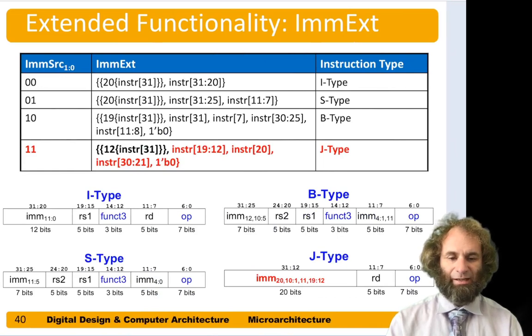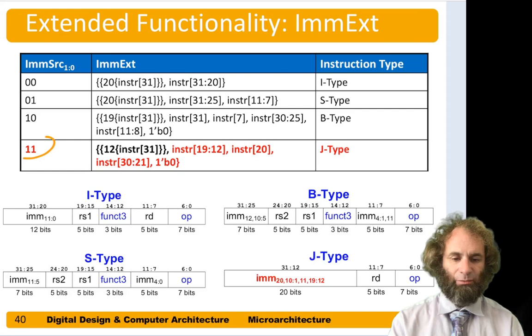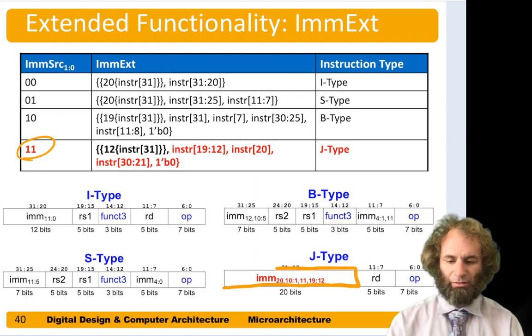Next, let's add a fourth option to the sign extender. So now when IMM source is 1, 0, we want to handle the J-type instruction. For J-type, the jump destination was kind of swizzled around in the top 20 bits of the machine language instruction, and so we need to put in the implicit 0 because it's always even, put in the other bits of the instruction in the right place, and make our immediate.